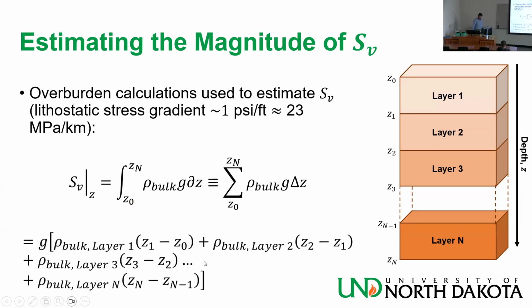And this is the expanded version of the summation. You have rho bulk of layer one times the height, where layer one goes from Z0 to Z1, right? And then the second layer goes from Z1 to Z2, right? So the height is Z2 minus Z1.